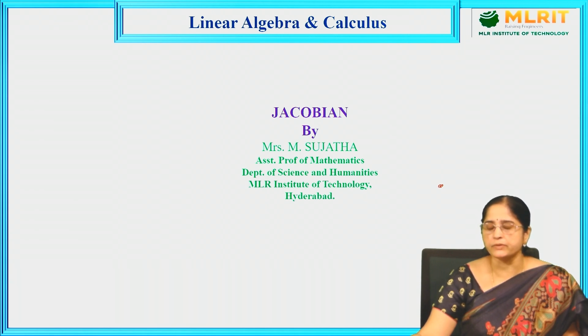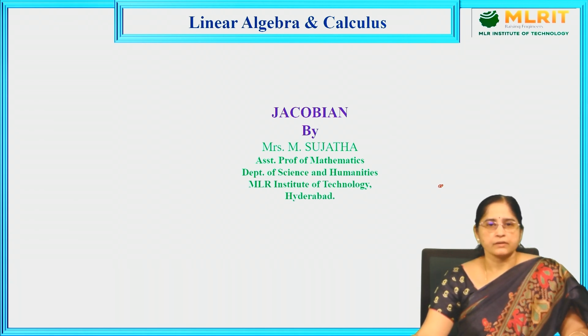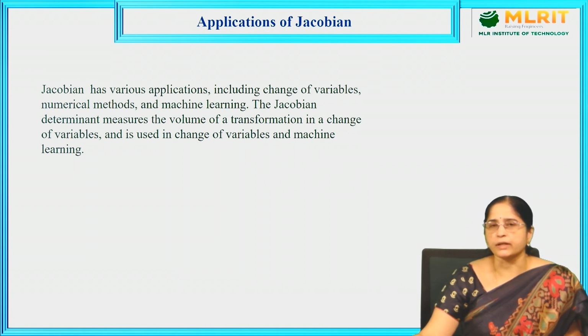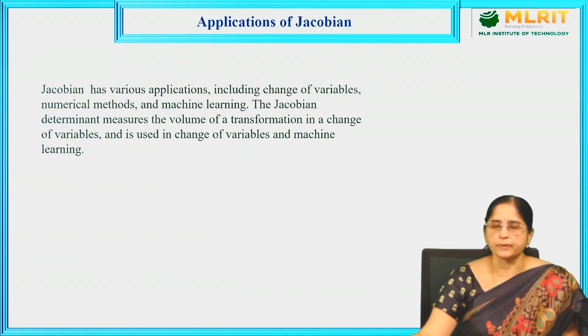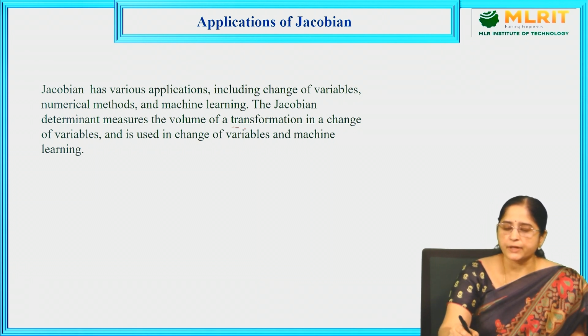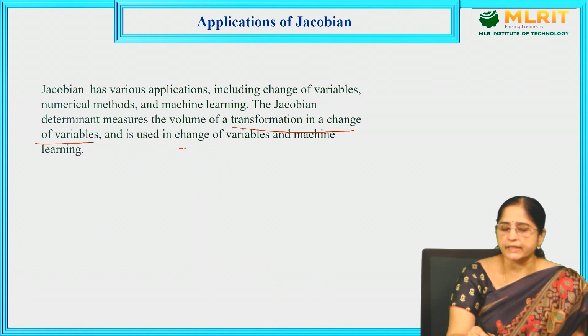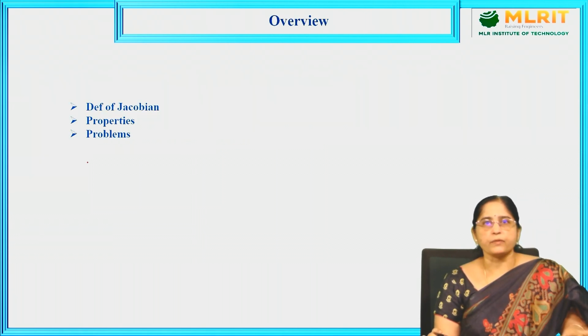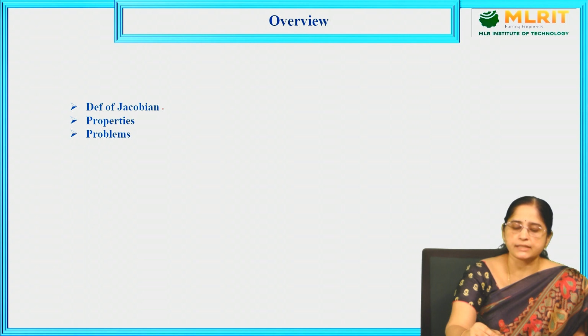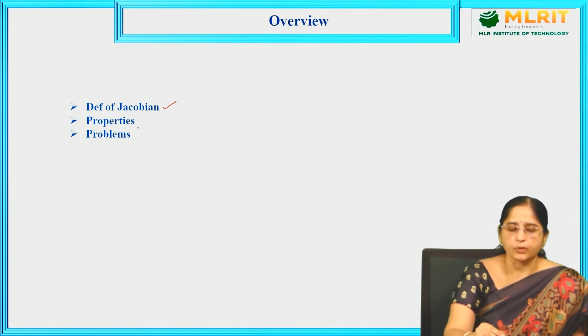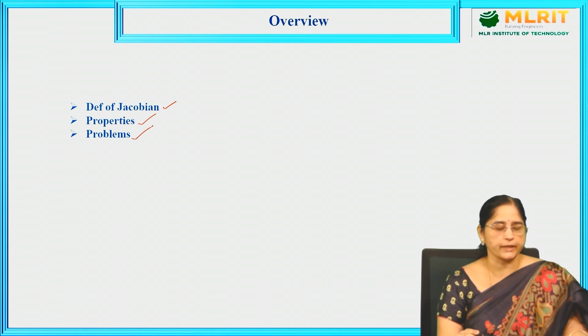Today I am going to discuss Jacobian. So first I will explain what are the applications of the Jacobian. We can apply Jacobians in transformation or in change of variables, and also in machine learning. So the overview of this presentation is definition of the Jacobian, properties of the Jacobians, and some problems related to the Jacobian.